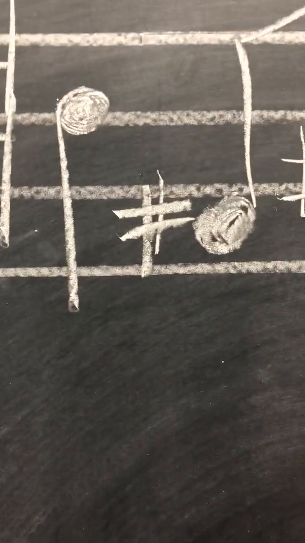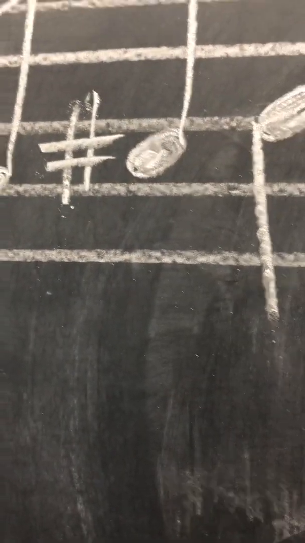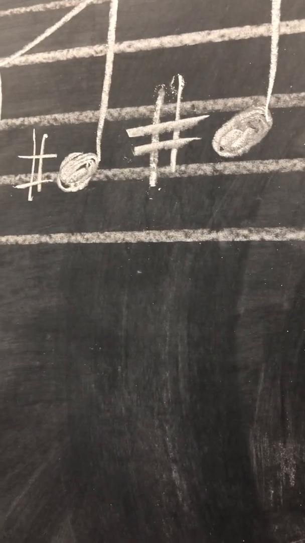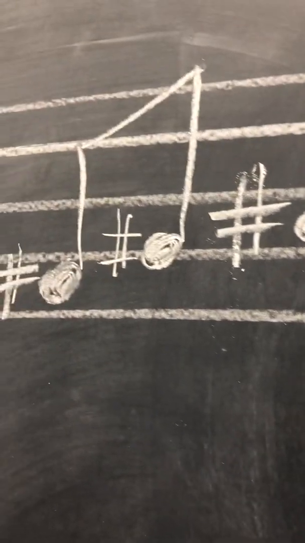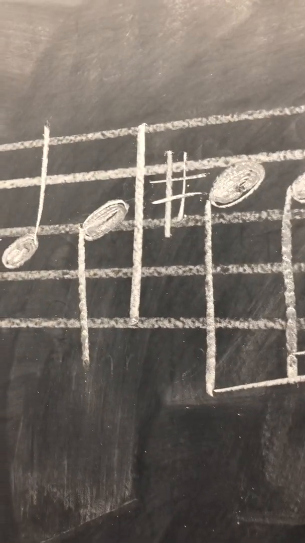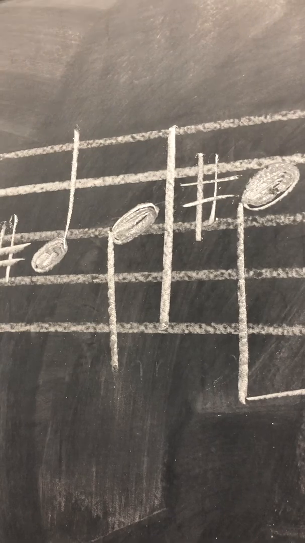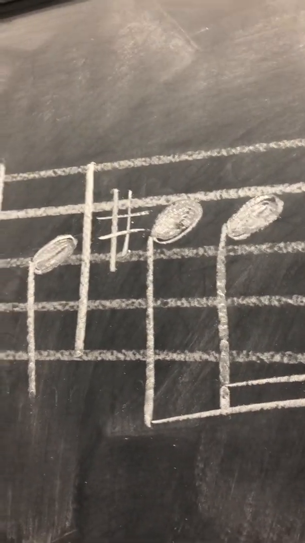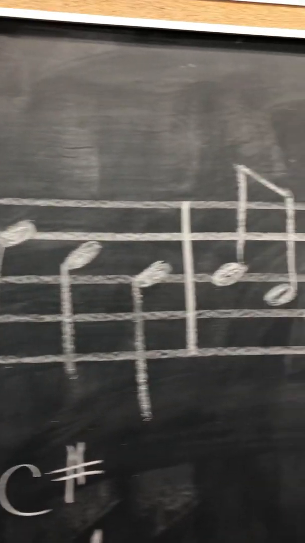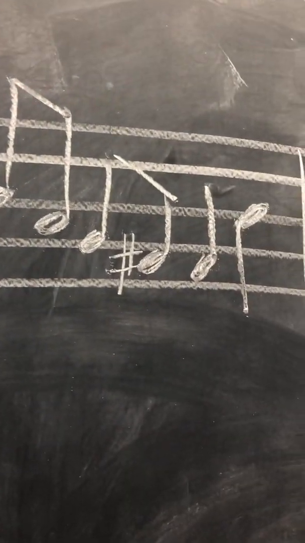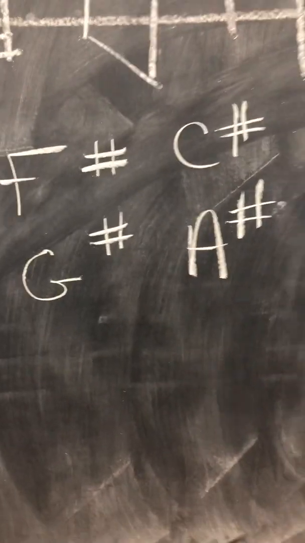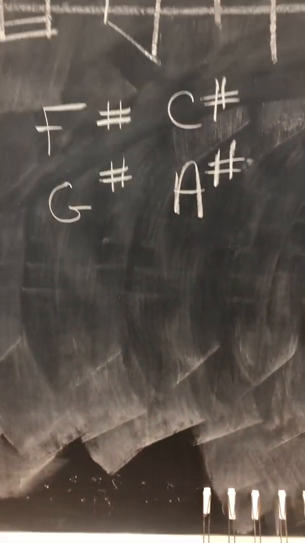So we've got an F sharp, we've got a G sharp, we've got an A sharp, oh, and there's a C sharp. What else do we have? An F sharp, got it, and that's it. So we have these sharps, F, C, G, and A.